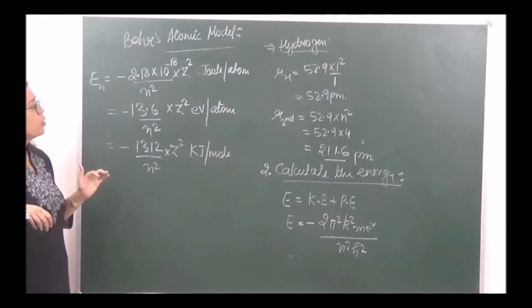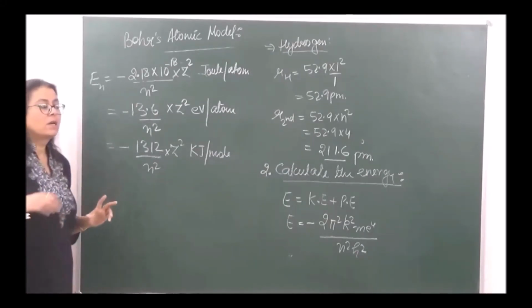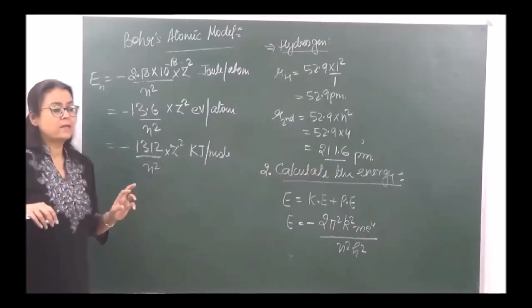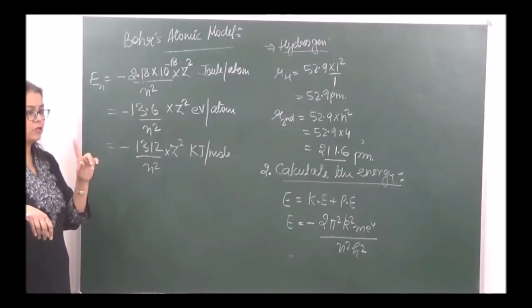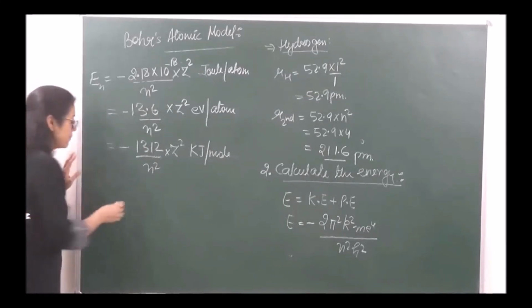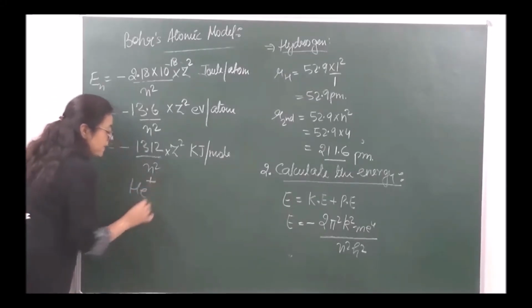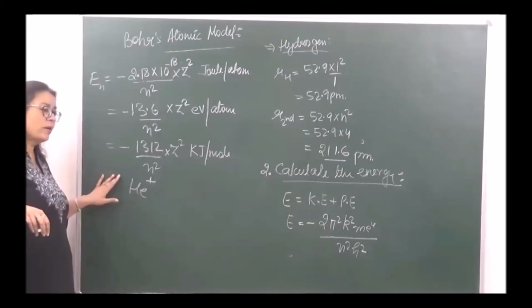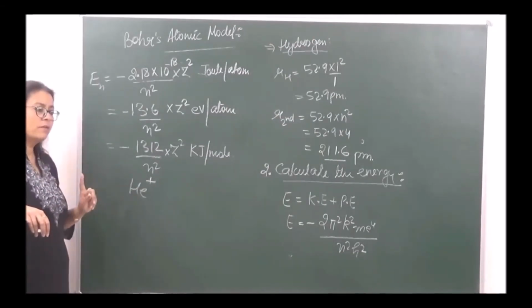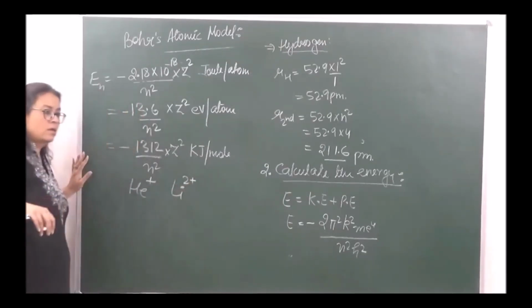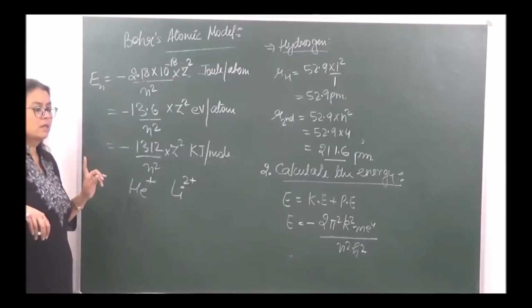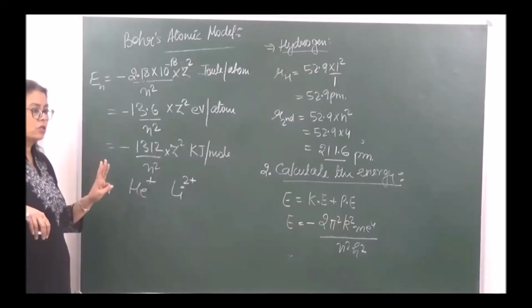But if you are talking of hydrogen-like atoms, what do we understand by hydrogen-like atoms? Hydrogen-like atoms means that they should have only one electron. For example, He positive. Now He has 2 electrons. He positive will have only 1 electron, so it is a hydrogen-like atom. In a similar manner, lithium 2 positive. Lithium has 3 electrons, so lithium 2 positive will have only 1 electron.